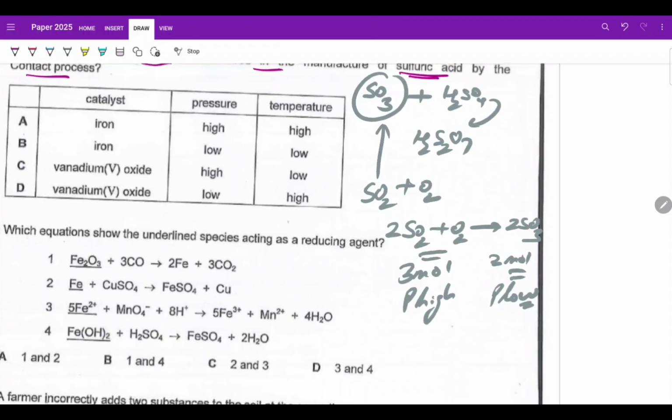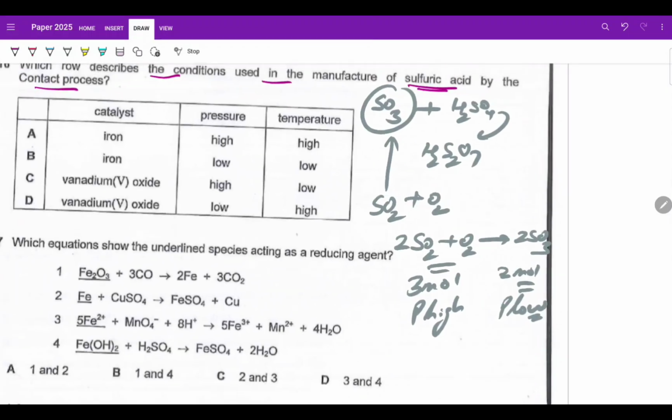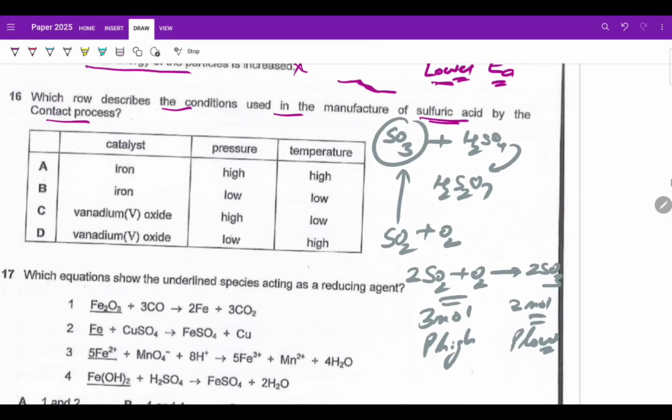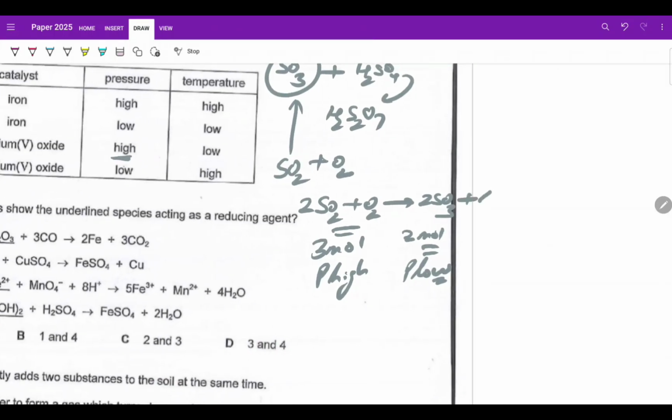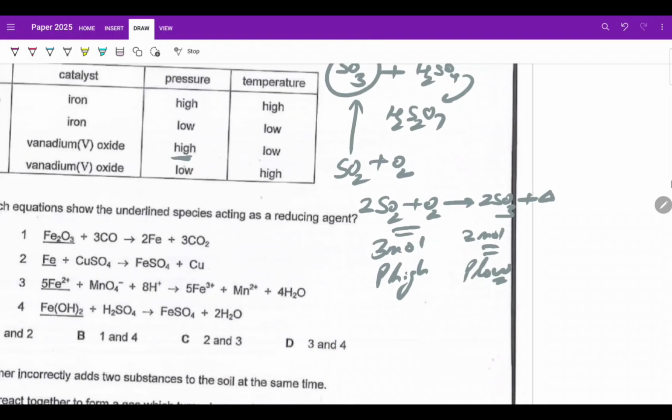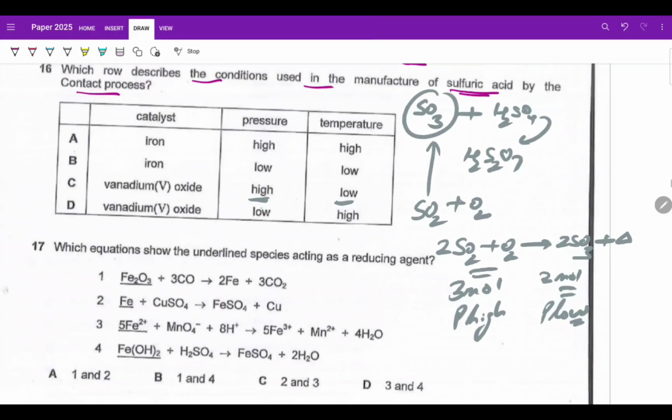What I can do, I can use a catalyst, and the catalyst is V2O5, vanadium pentoxide. If I want to take the reaction in the forward direction, increase the manufacturing of this H2SO4, the pressure should increase. And the reaction is exothermic in nature, heat is produced, therefore the temperature should be low. So the reaction will give more yield of H2SO4 in presence of vanadium pentoxide as a catalyst when the pressure is high and the temperature is low. Option is C. 16th is C.